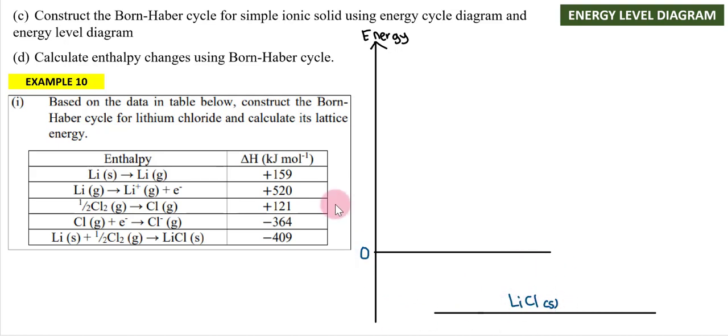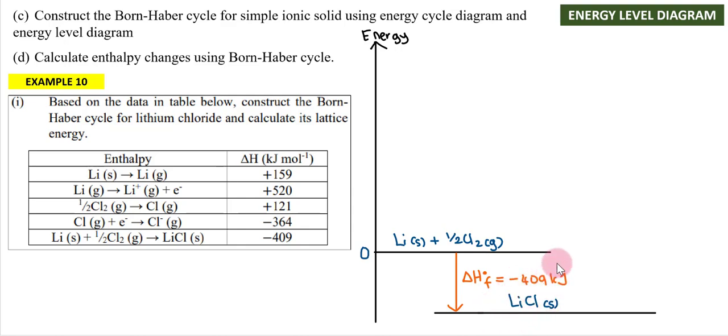The lithium chloride solid comes from the elements, which are lithium and also half of chlorine gas. So here is the enthalpy of formation. Since the value of the enthalpy of formation here is negative, our arrow should go downward. A negative sign means the arrow goes downward, while for a positive sign, the arrow goes upward. So let's label it as the enthalpy of formation of lithium chloride, which is negative 409 kilojoules.